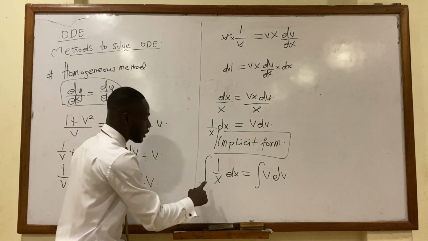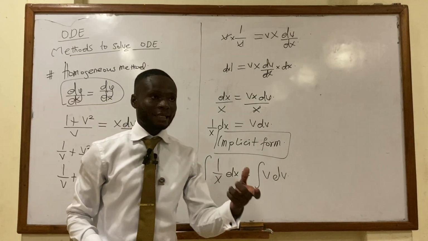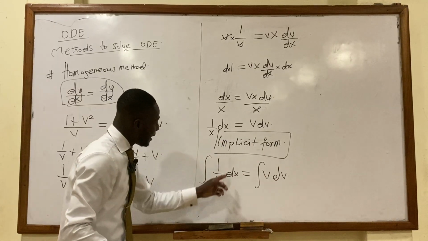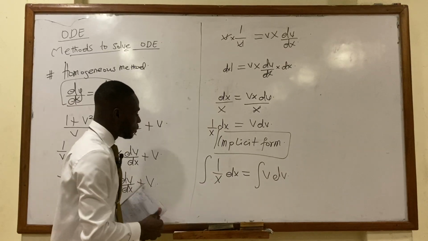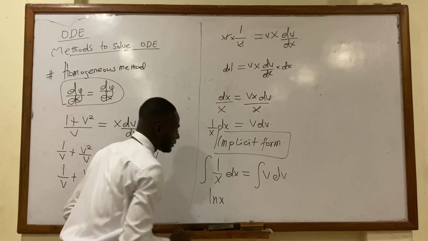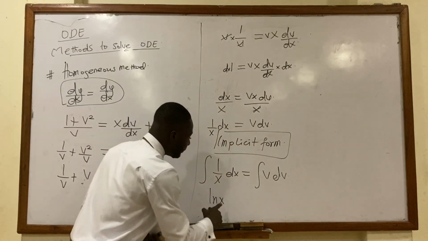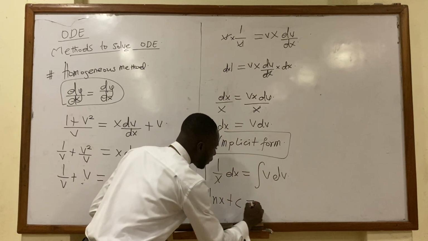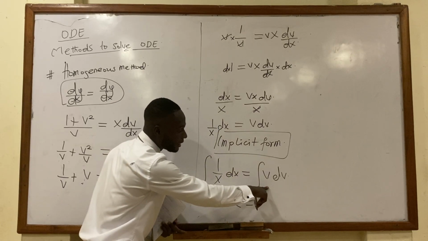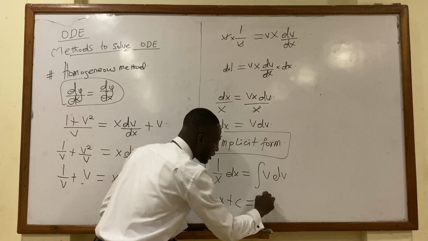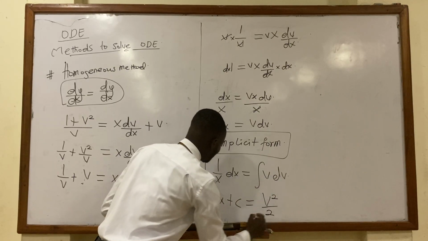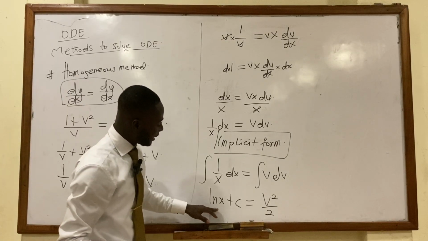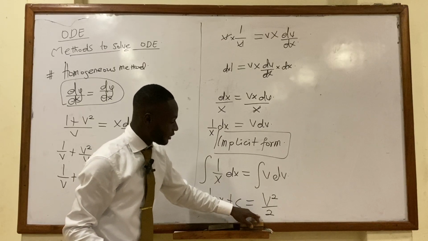Alright, if you know your basic integration techniques and identities very well, you know that the integral of 1 over x will give us ln x, right? And then, because this is the x, we add plus c. And this is equal to the integral of v dv, which will also give us v squared over 2. Very, very simple. So now we have ln x plus c equals v squared over 2, right?